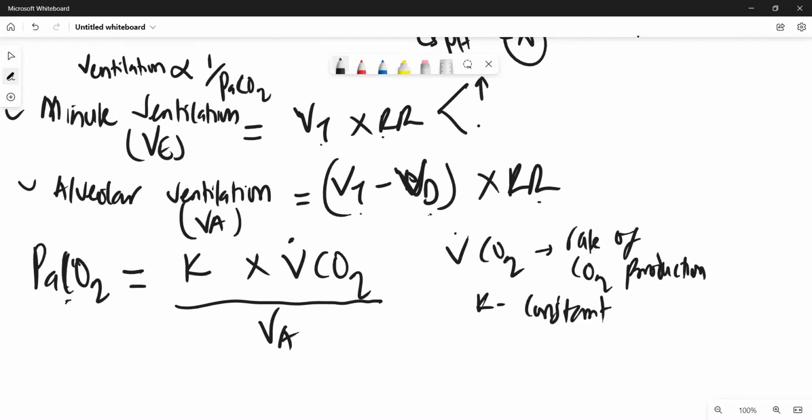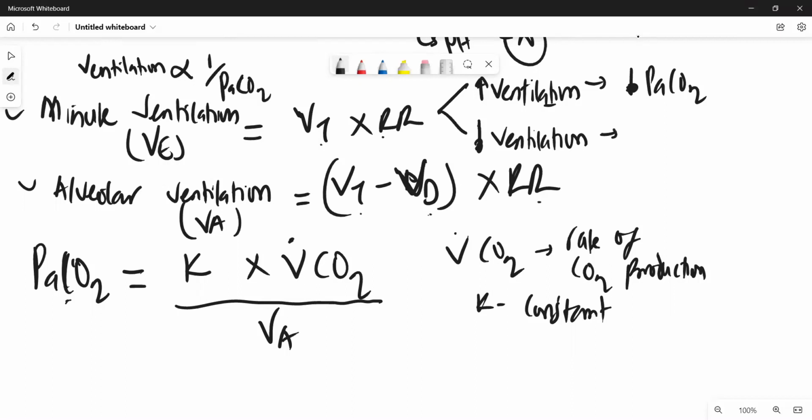So increased ventilation, which is what we refer to as hyperventilation, will lead to a decrease in PaCO2. If there is a decrease in ventilation, which is going to be hypoventilation, which is what we are concerned about with this lecture, that will lead to an increase in PaCO2. So something that we should just remember: hyperventilation will decrease our partial pressure of carbon dioxide. Hypoventilation will increase the partial pressure of carbon dioxide.